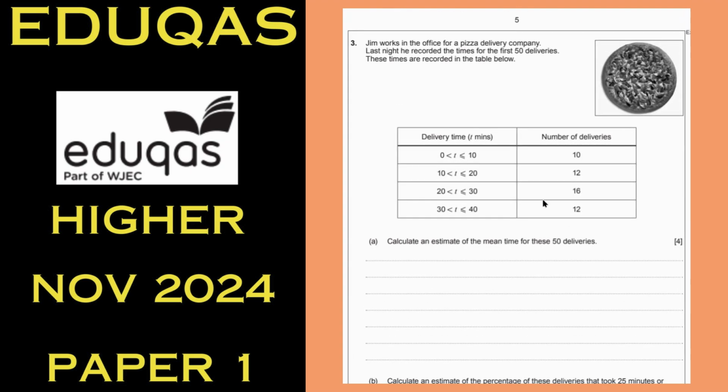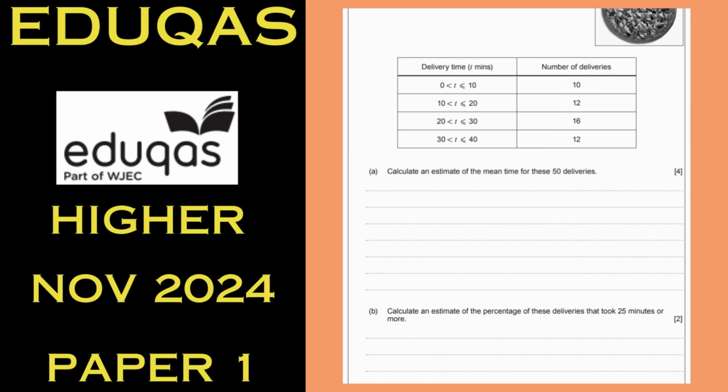Question 3. Yeah, picture of a pizza, all well and good. Loads of waffle, all well and good. The only thing which is important in the top 3 lines is it tells you there are 50 deliveries, but actually it also tells you that later on, so wasn't that important at all.